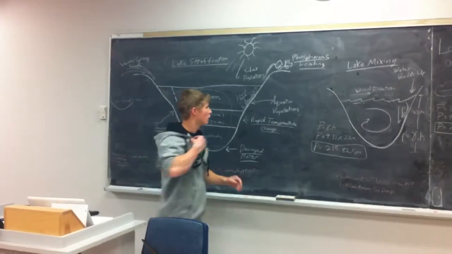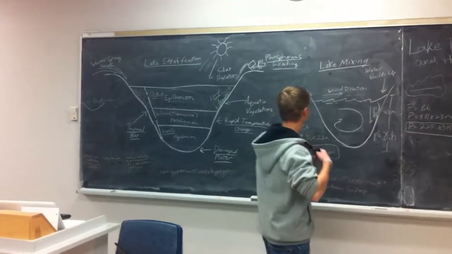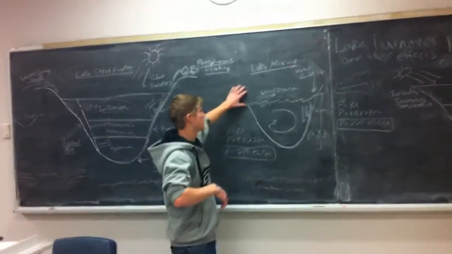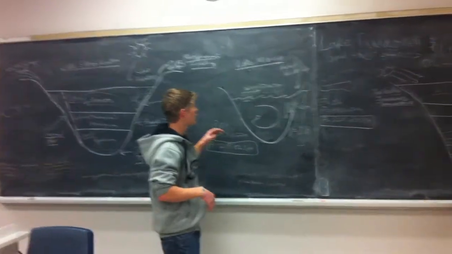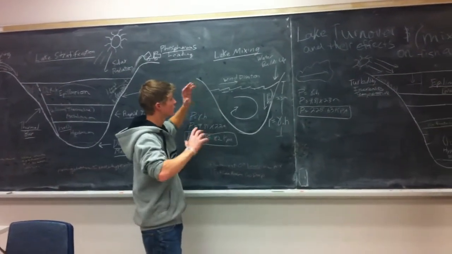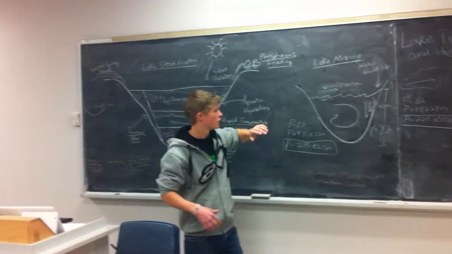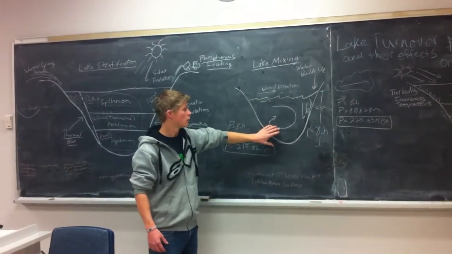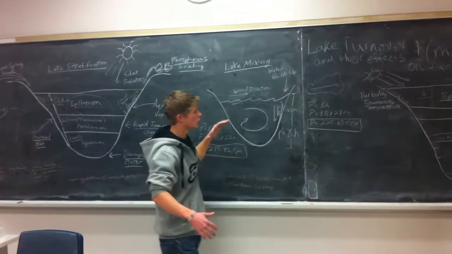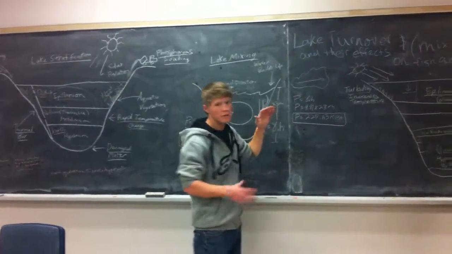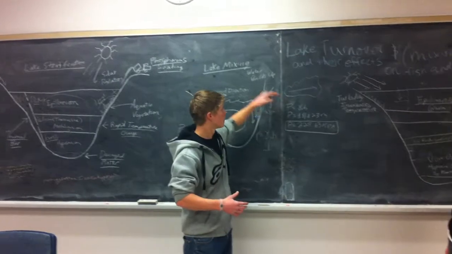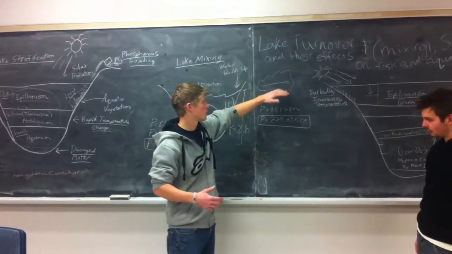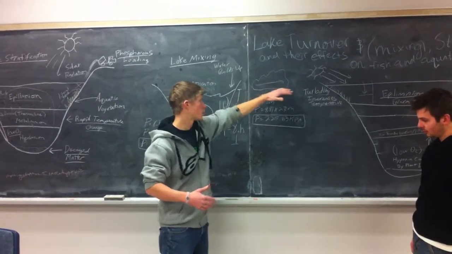We've also got our other scenario, which is lake mixing. We've got the wind direction blowing across the lake. This occurs in the fall. So we've got the surface temperature approaching the temperature of the hypolimnion. When those two temperatures are getting close together, we need a physical effect, such as the wind blowing across the fetch of the lake, the longest portion of the lake.